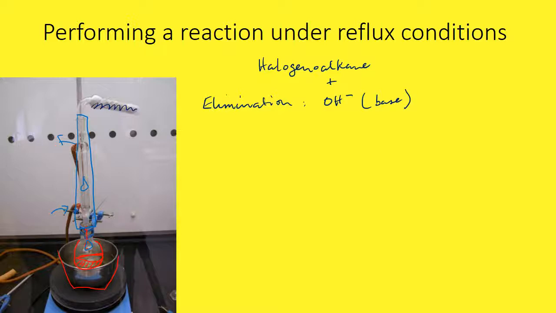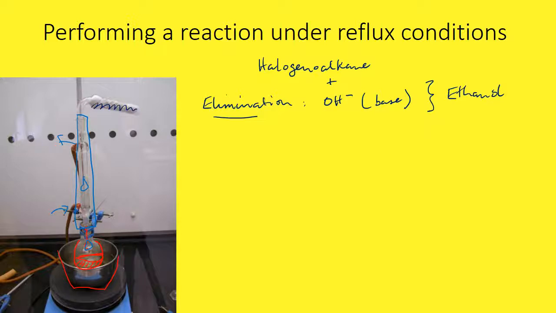But what we would do under reflux is we would react these in ethanol, right? So we would dissolve the hydroxide ion in ethanol. All right, so the hydroxide ion would be dissolved in ethanol. It would be reacted with the halogenoalkane, and in that case, it would react under an elimination mechanism to create a certain product.